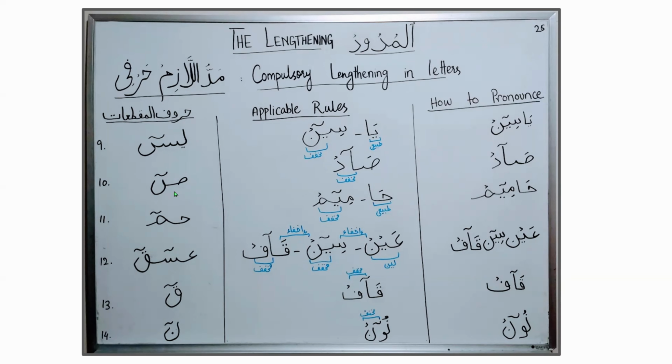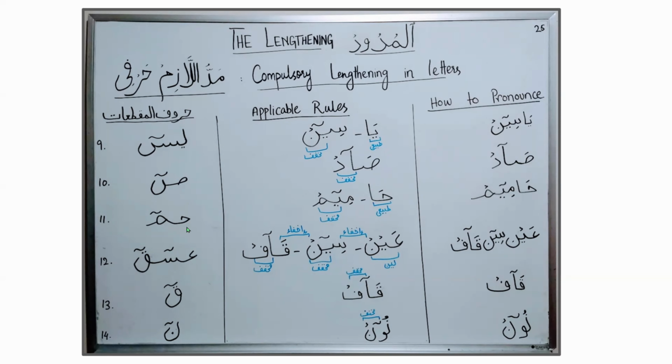In the next example, we can see only one letter, which is letter Sad. Applicable rules are Alif Mad is followed by an original Sakin letter. By giving 6 counts of Madd-ul-Lazim Harfi Mukhaffaf, we will recite this harf like this.